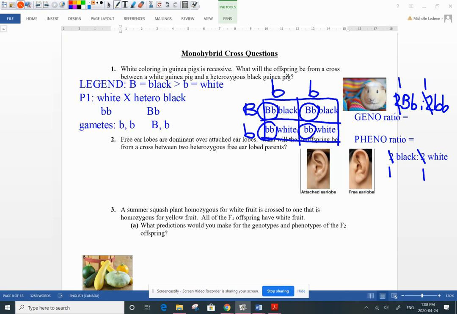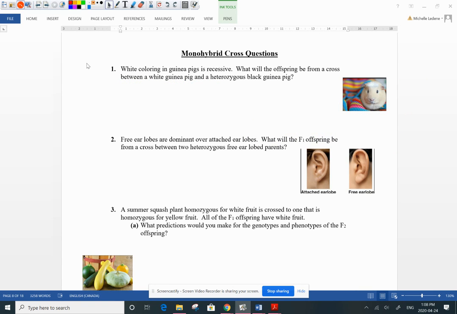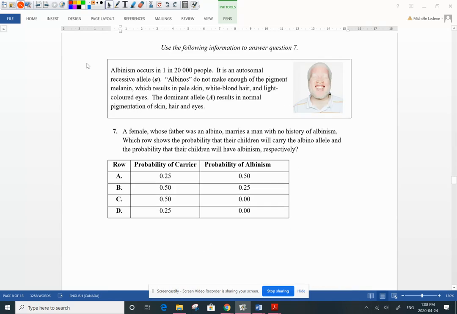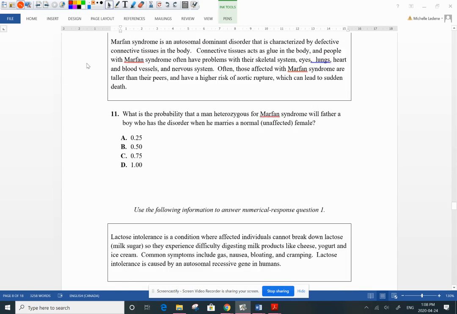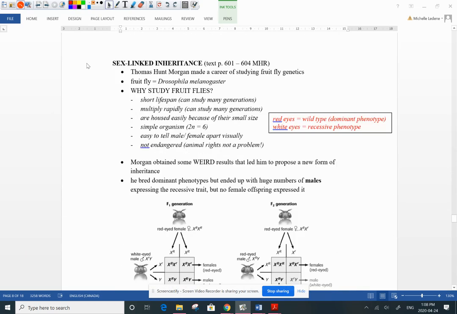Okay, so every time you're doing a genetics question, please make sure that you are completing all these steps. Do some practice, and then you will be able to check your answers on the answer key. And then once you're confident, you'll be able to do this week's assignment.